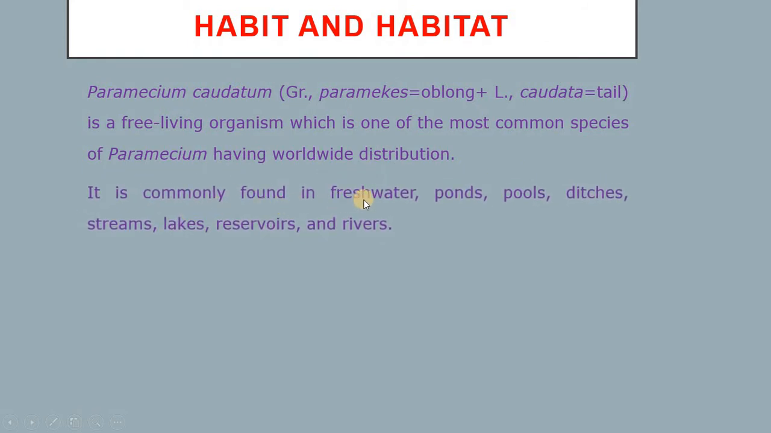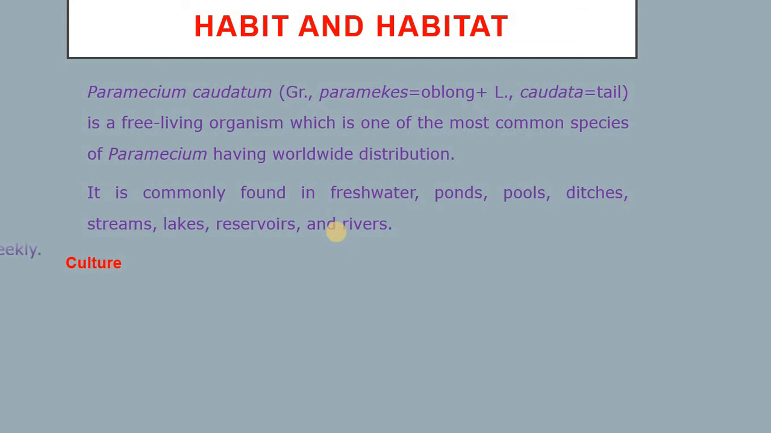It is commonly found in freshwater, ponds, pools, ditches, streams, lakes, reservoirs, and rivers. It is usually found abundant in water containing decaying organic matter, in organic infusion and in sewage water. It thrives well in ponds or slowly running streams containing aquatic plants. It is also found together near the surface in scum.